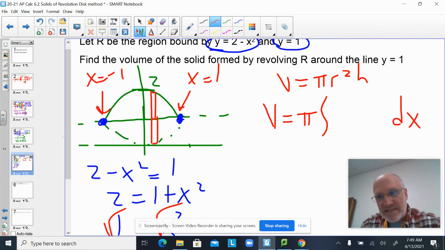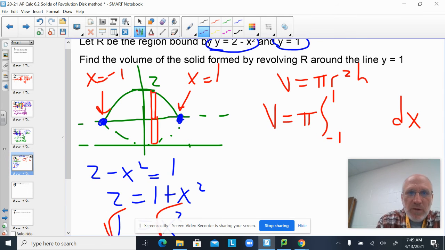The problem didn't tell us that. We needed to figure that out. So that's where my a and my b come from, -1 to 1. So that's the first thing different about this problem, that we had to figure out a and b. But next, let's talk about the radius.